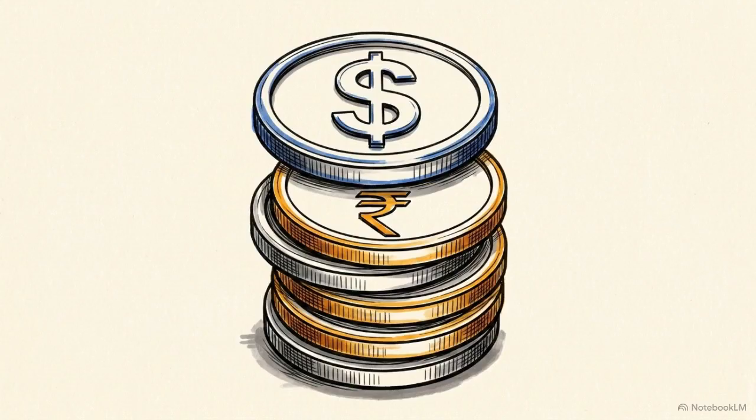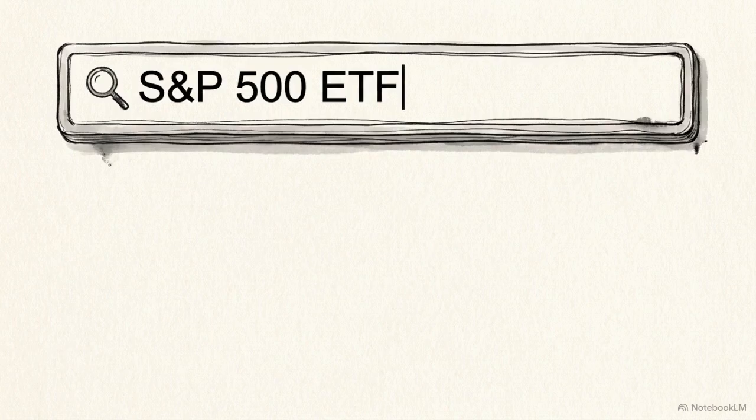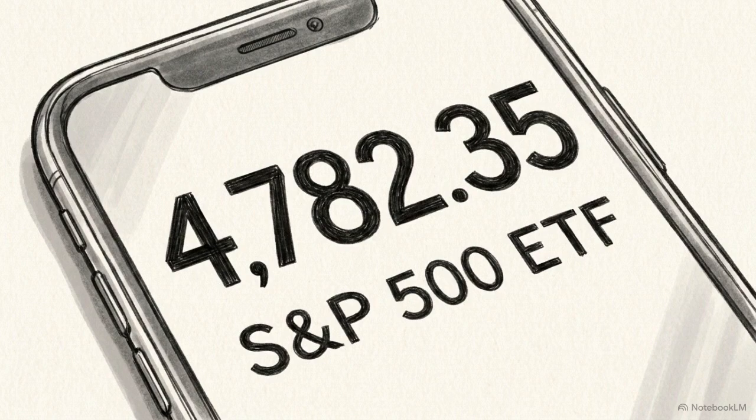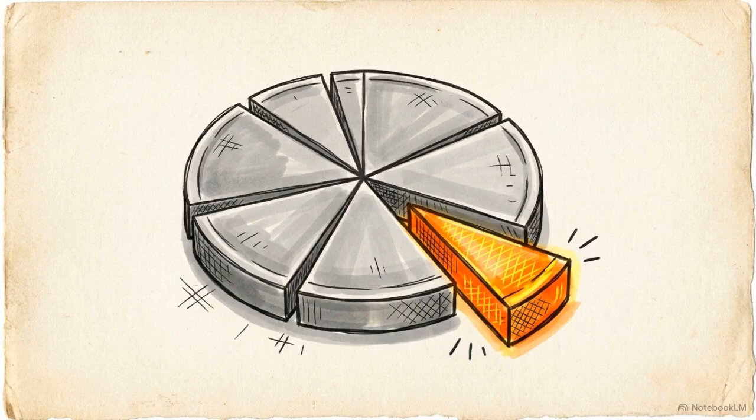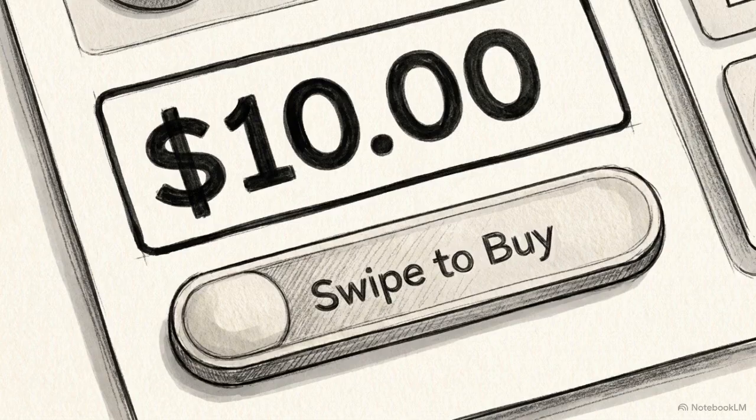With your funds settled in dollars, use the top search bar to find a major ETF that tracks the S&P 500. A single share of these funds can be expensive, but you don't need a whole share. You can use fractional investing to purchase a small slice of the fund instead. Skip the full share price entirely. Just tap the input field and enter a micro investment amount, like $10.